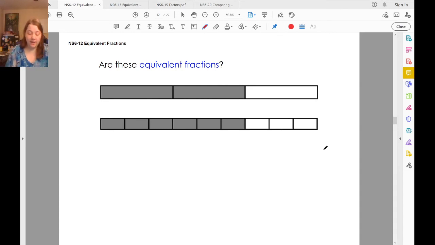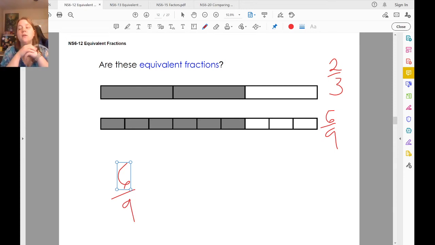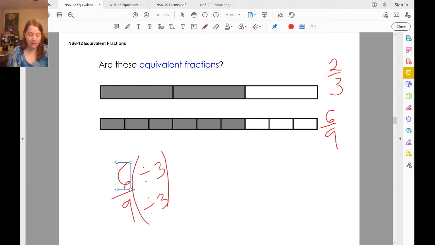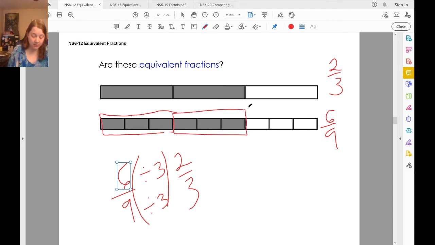Over here, now we have 2/3 and we have 6/9. So let's go ahead and take a look at that 6/9 and see if there's anything that we can divide it by. And I know that 3 goes into both 6 and 9. So I'm going to divide 6 by 3 and divide 9 by 3. And I'm going to get 2/3, which is exactly what I get up here, which you can see. Here's the one block, the other block, and the third block.